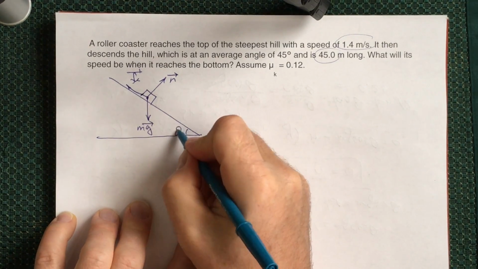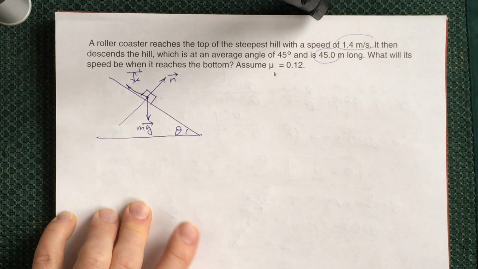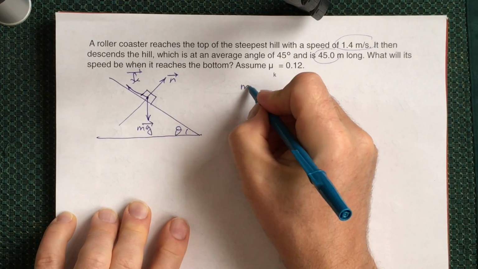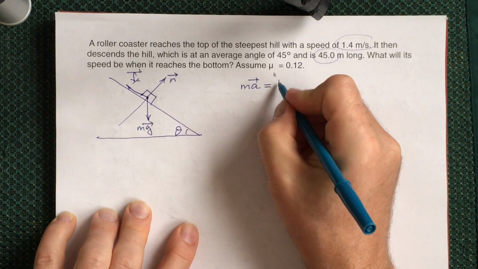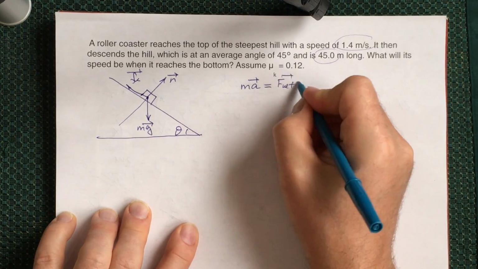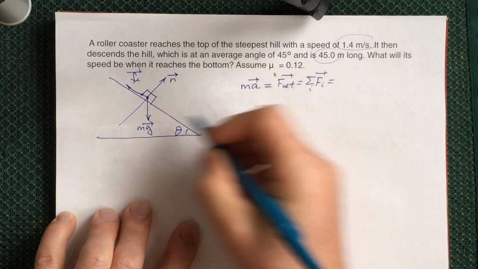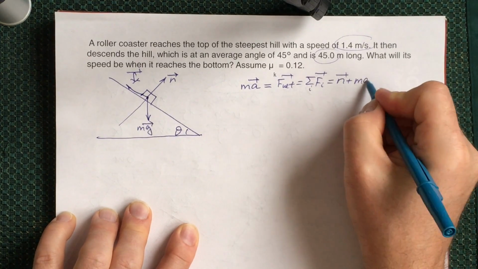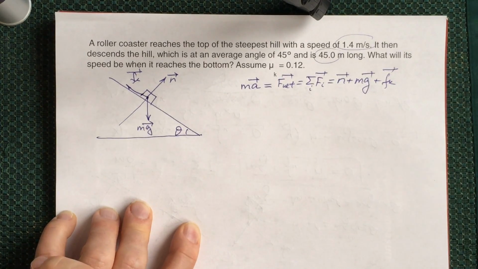Now we have here angle theta. This is our 45 degrees. As usual, you have to write Second Newton's law. Second Newton's law gives us a relationship which connects the acceleration of the roller coaster with the net force acting on the roller coaster. Net force is the sum of all forces acting on our roller coaster. In our case, we have three forces. So this is N plus mg plus Fk. And this is the only equation which we have for the dynamical case.